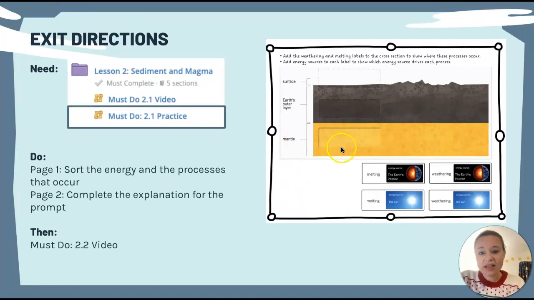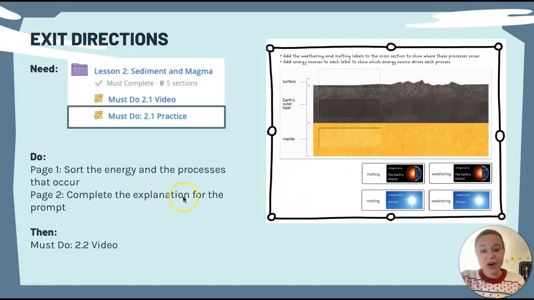Today, for the next part of your lesson, you are going to work on your must-do practice. For this, you are going to be moving these little pictures up into these boxes. You're going to tell me what is happening at the surface and what is happening at the mantle. Just sort these out and submit, and then go to the next page.